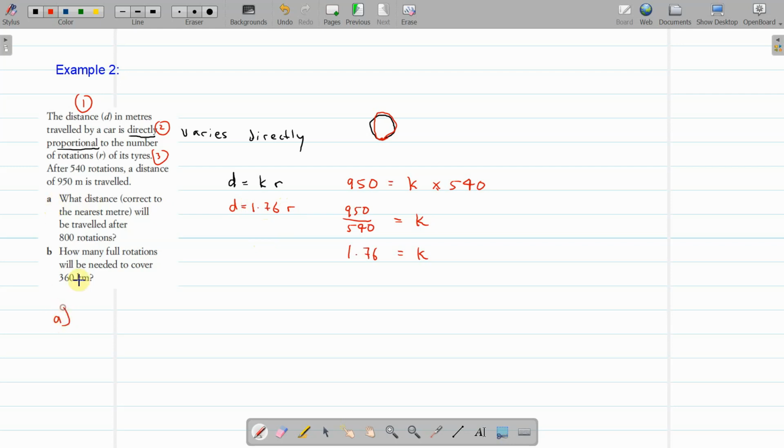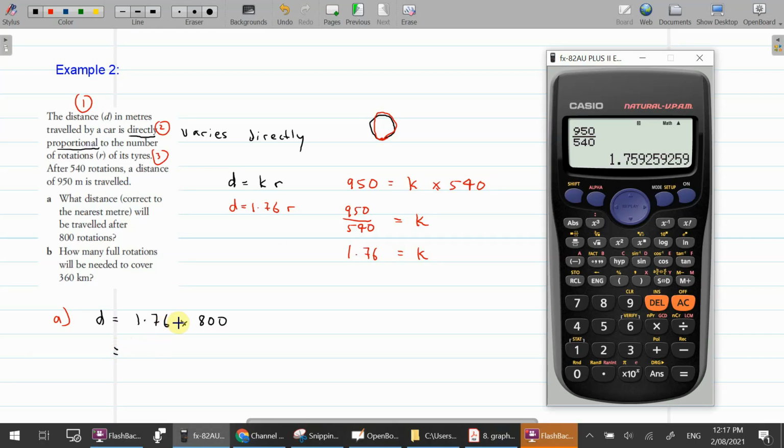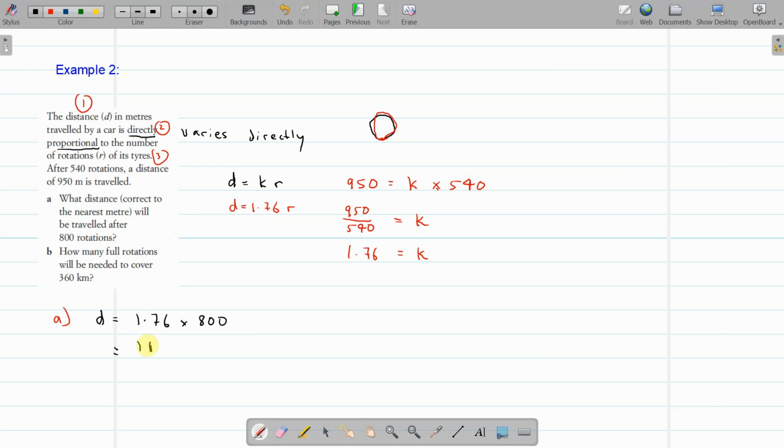Okay, part A will do down here. Distance correct to the nearest metre will be travelled after 800 rotations. So we're looking for distance. We know the link. That seems to make sense. 800 rotations, that's how far for one. So those two will be 1408. 1408 meters.